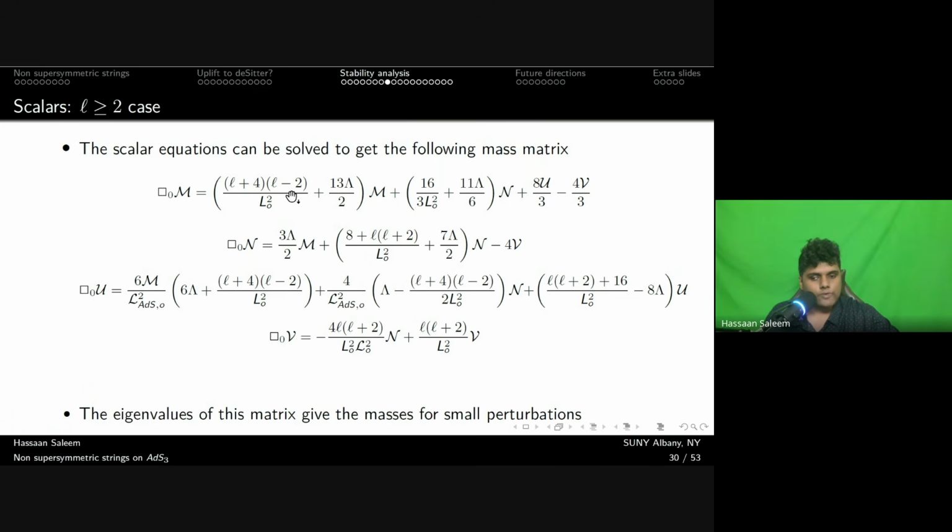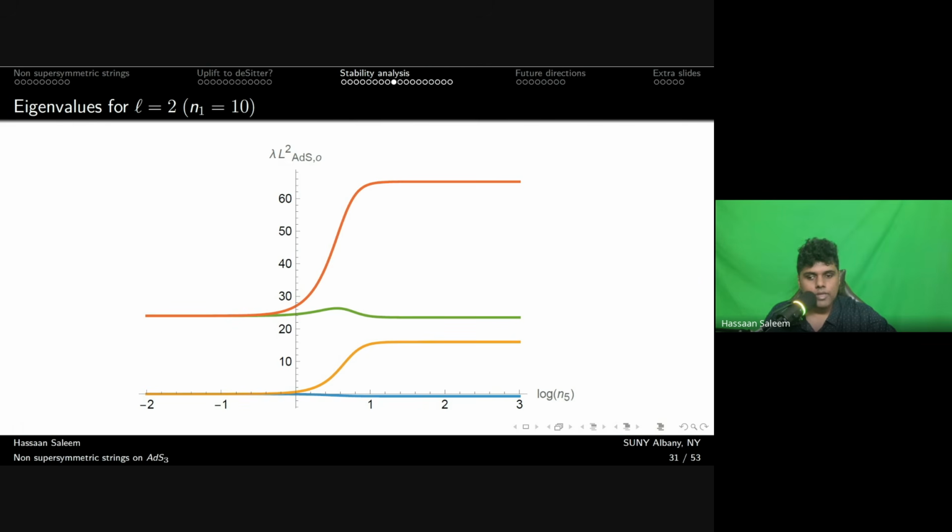Now let's do it for this particular mass matrix. You can see that this is a 4x4 mass matrix, which means that there will be 4 eigenvalues, right? So if we plot these eigenvalues against n1, for example, you get this. Now you can see that this red eigenvalue is never negative, so it's never going to violate the BF bound. The green eigenvalue is never negative. The orange eigenvalue is never negative. It does go to 0, but it never becomes negative. But this blue eigenvalue, although it's hard to see, is a bit negative, right?